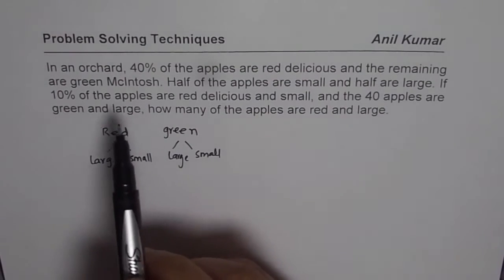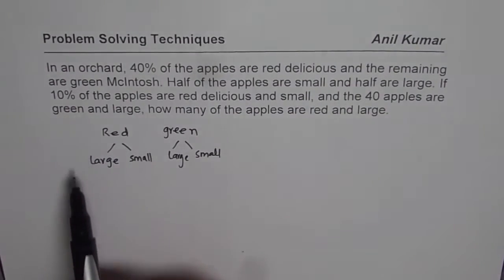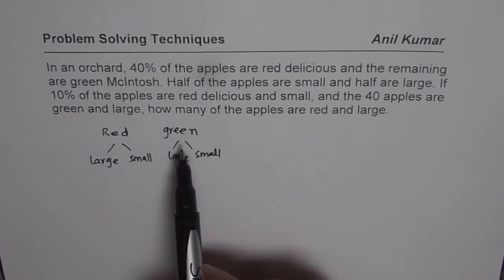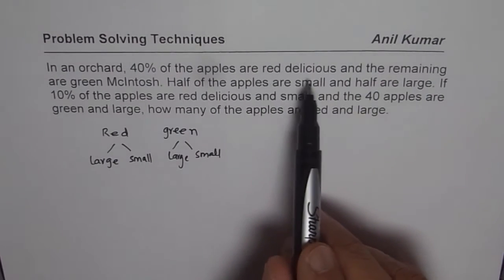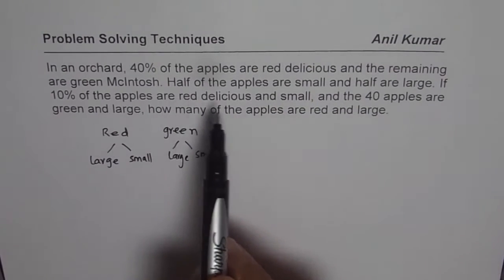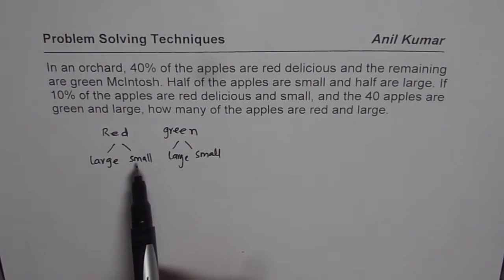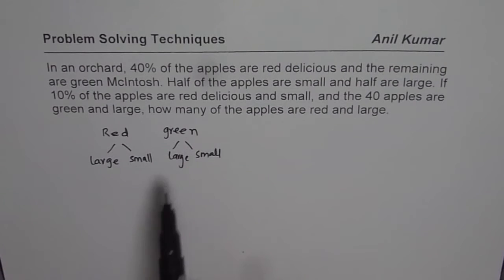It is also given to us that 40% of the apples are red. So these 40% are red, which means 60% are green. Red delicious, and the remaining are green Macintosh. Half of the apples are small and half are large, so small and large is also 50-50%, but we don't know what combination makes them. So that makes it kind of complicated.